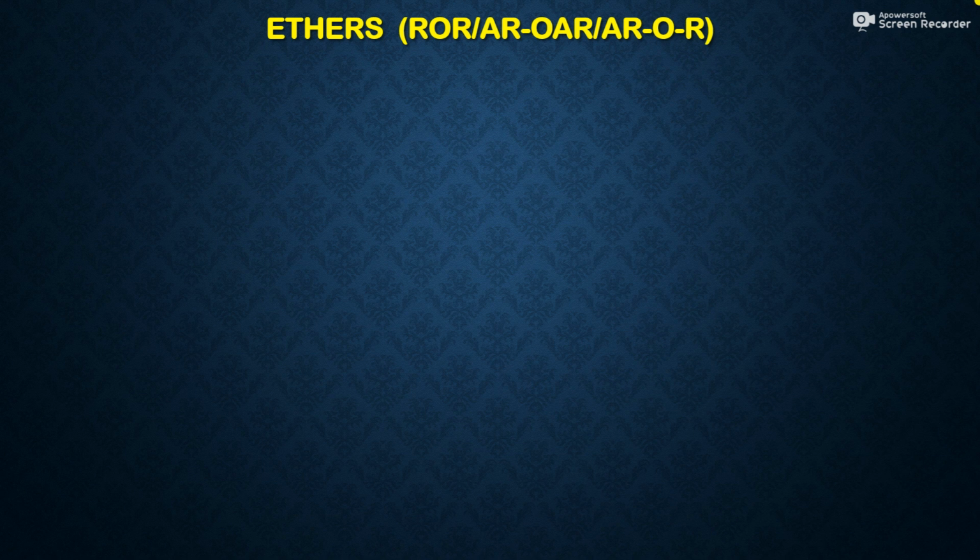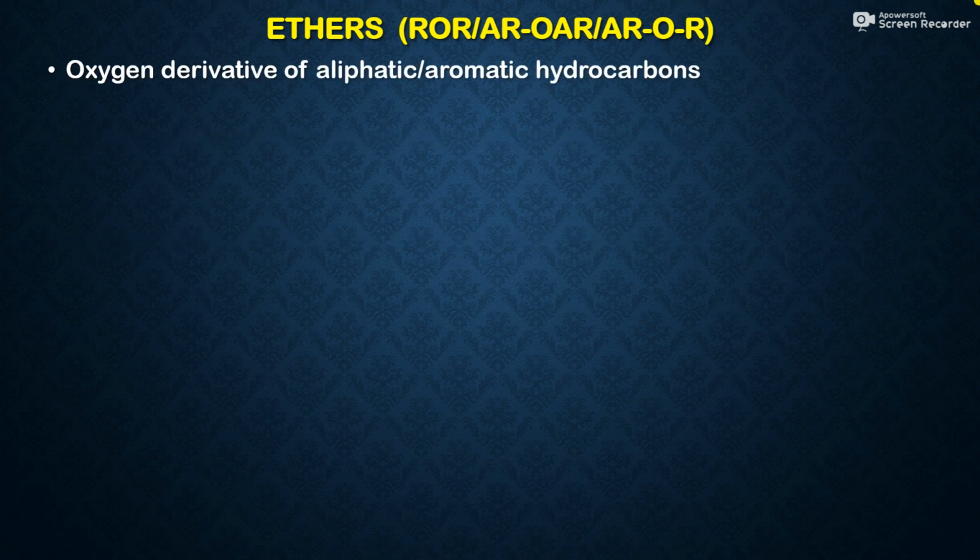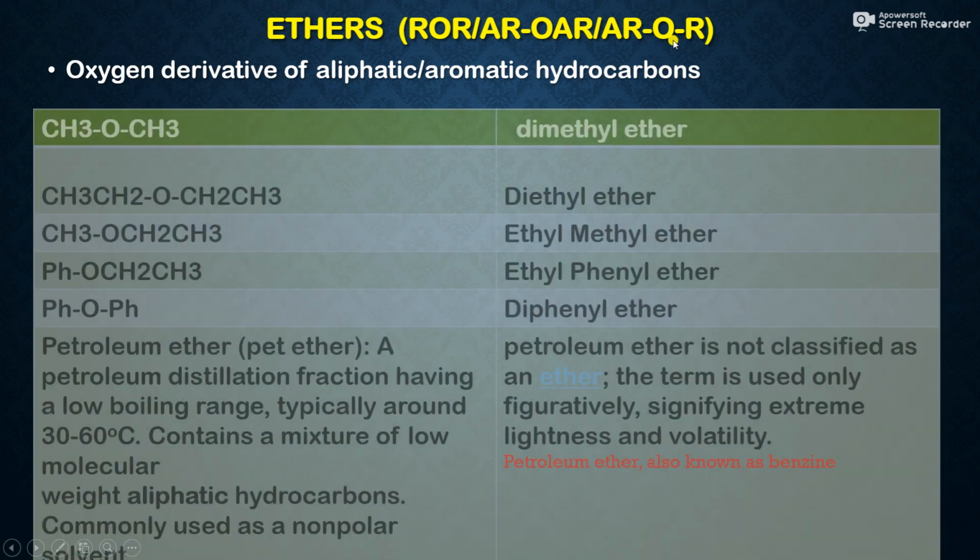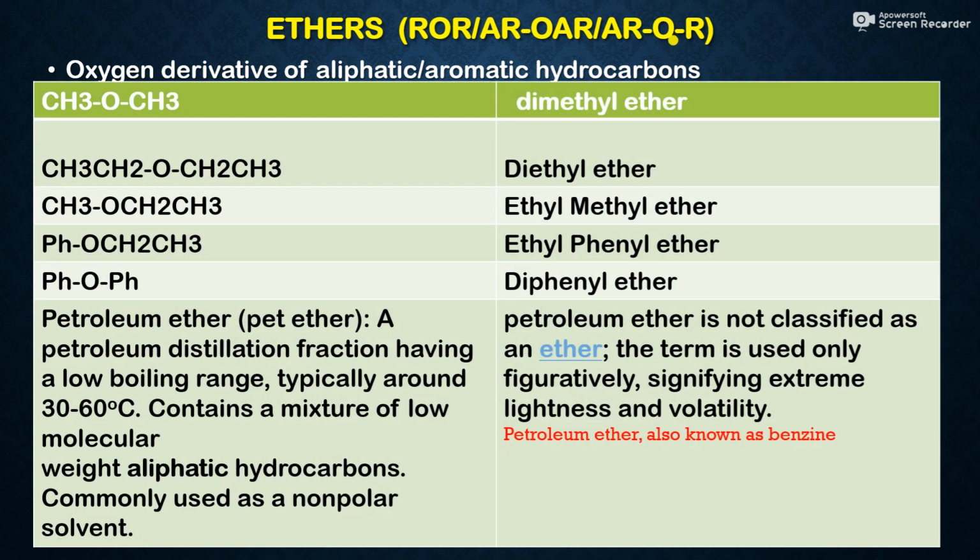Friends, what is meant by ethers? Ethers are oxygen derivatives of alkane or aromatic hydrocarbons. Ethers are represented by the functional group ROR or ArOAr or ArOR. We have several ether compounds prepared day to day by organic chemists.